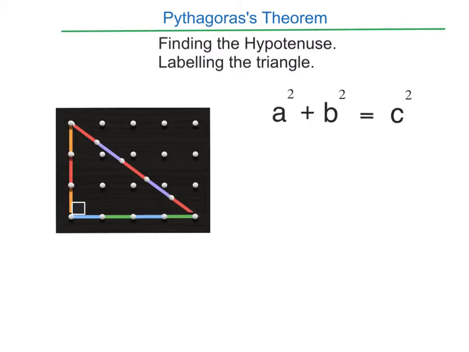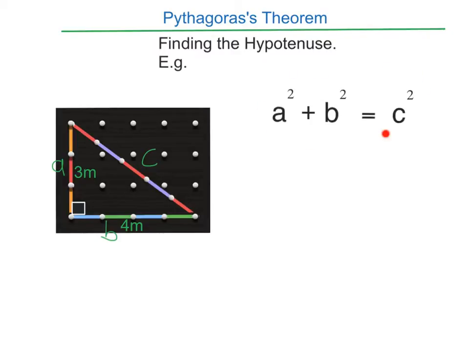Then I need to label my triangle. The longest side is always C. The other two sides are A and B, and it doesn't matter which one is A and which one is B. In this example, you can see that the two short sides, A and B, have got sides of length 3 and 4. C is the one we don't know, and that's the one we're going to calculate using Pythagoras' theorem.